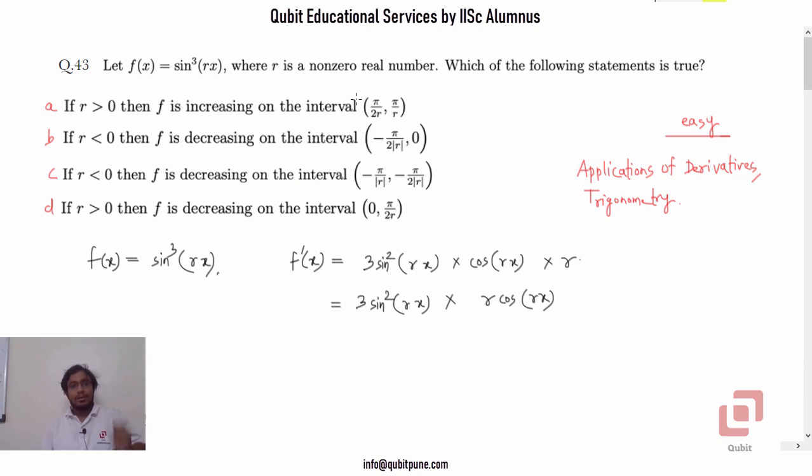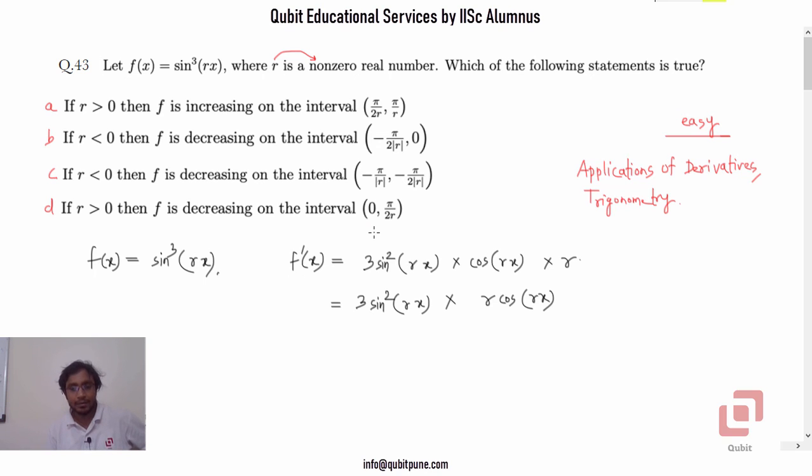Done. Let's now solve question number 43. Let f of x be equal to sine cubed of rx, where r is a non-zero real number. Which of the following statements is true? A. If r is positive, then f is increasing on the open interval pi by 2r to pi by r. If r is negative, then f is decreasing on the open interval negative pi by 2 mod r to 0. If r is negative, then f is decreasing on the open interval negative pi by mod r to negative pi by 2 mod r. And if r is positive, then f is decreasing on the open interval 0 to pi by 2r.